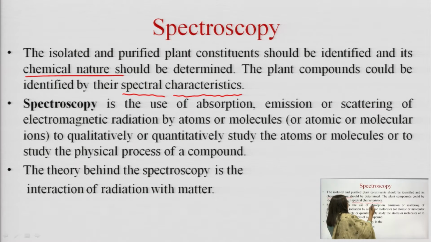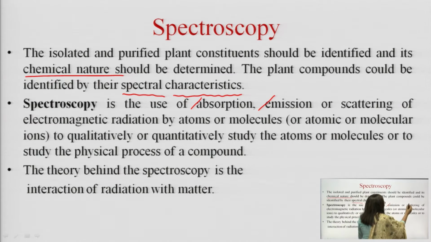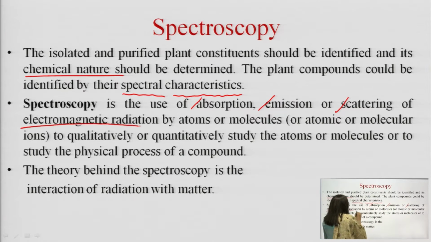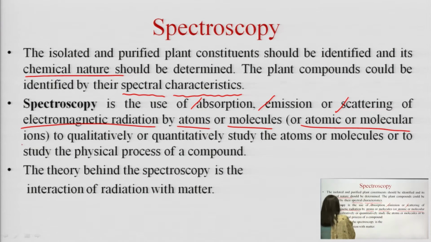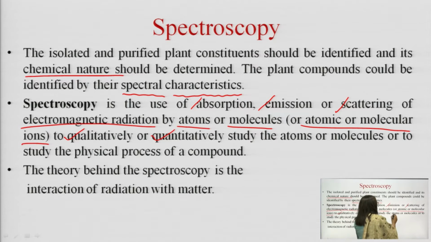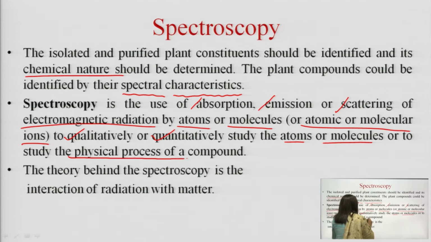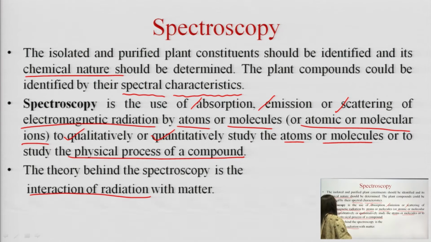Spectroscopy is the use of absorption, emission, and scattering of electromagnetic radiation by atoms or molecules or atomic or molecular ions to qualitatively or quantitatively study the atoms or molecules, or to study the physical process of a compound. The theory behind spectroscopy is the interaction of radiation. So here the technique utilizes the principles of absorption, emission and scattering.